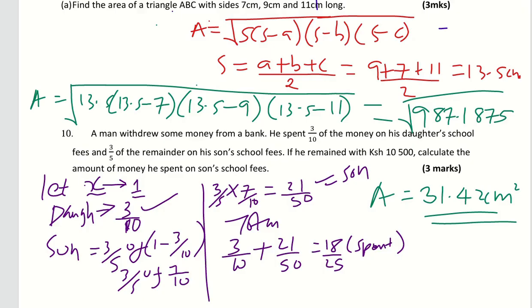Now we want to find out the fraction that remained. So the fraction that remained will be the total fraction, which was 1, minus 18 over 25. So 1 minus the answer should give us 7 over 25. So remainder is equal to 7 over 25. So remember, this 7 over 25 is now equivalent. Let me rub on the other side.